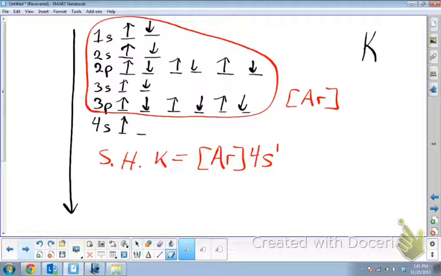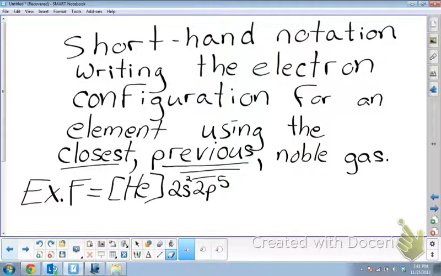The actual rules for writing things in shorthand notation are written for you here. Shorthand notation is writing the electron configuration for an element using the closest previous noble gas. Once again, I said fluorine before, and here's an example of fluorine written on the bottom of the slide. If you want to, write this down and put it in your notes so you have it in the future. This is how we write shorthand notation. Go ahead and push pause on this video and write this down, and then I'm going to move forward.